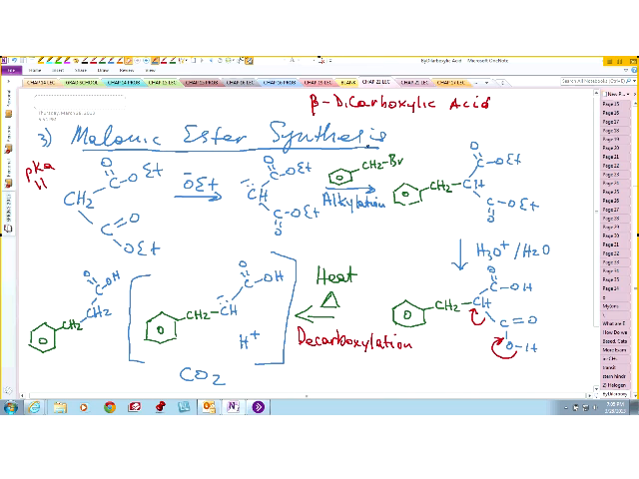Now the next point about the malonic ester synthesis is that you are forming a carboxylic acid. That is the next process, formation of carboxylic acid. So let me go ahead and show that.